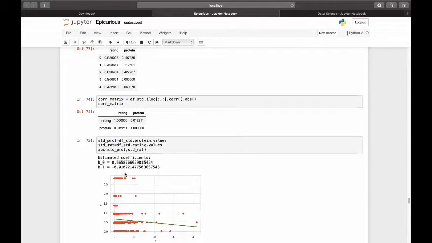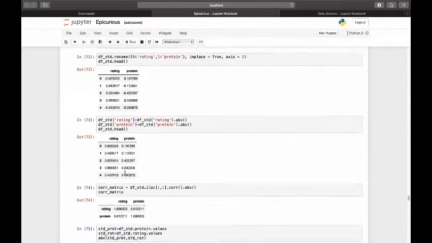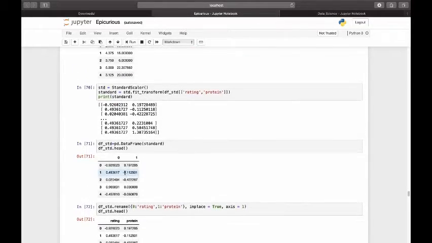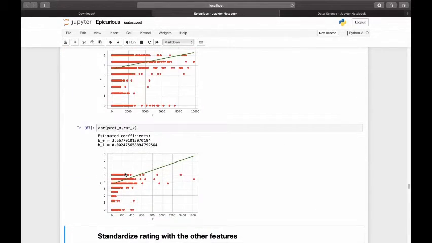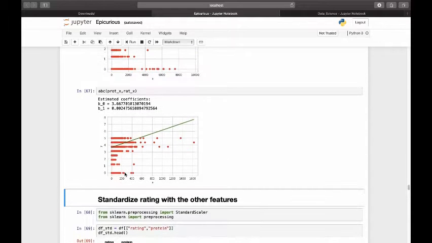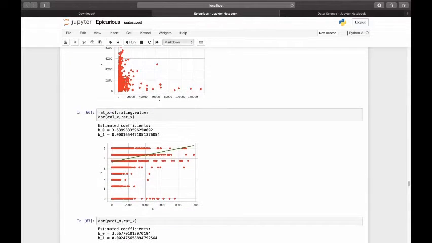So all of this was part of our feature engineering process, and after our data cleaning, we figured out through all these steps that rating isn't particularly useful for us.